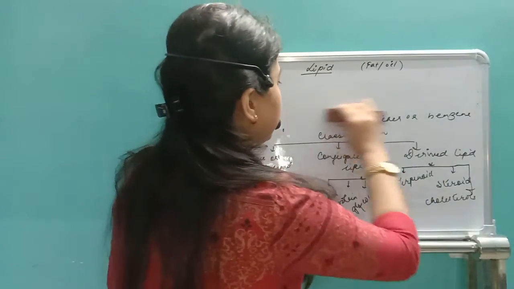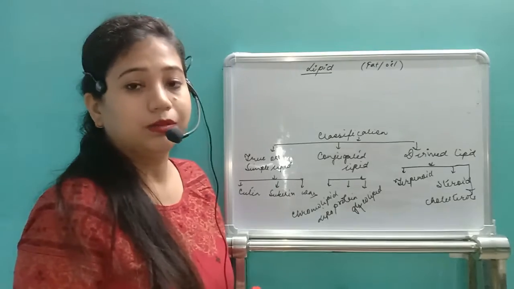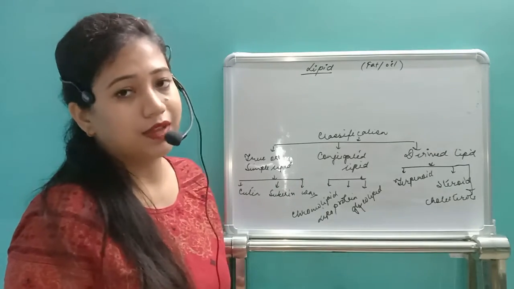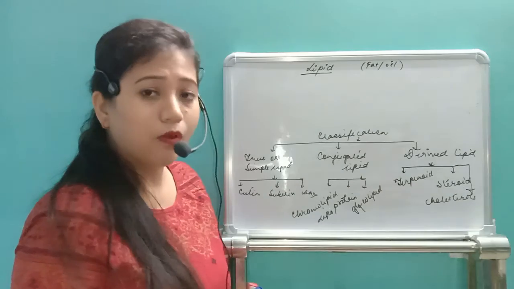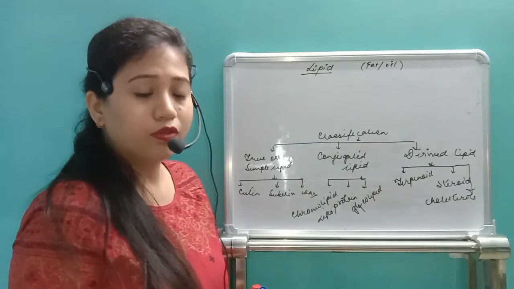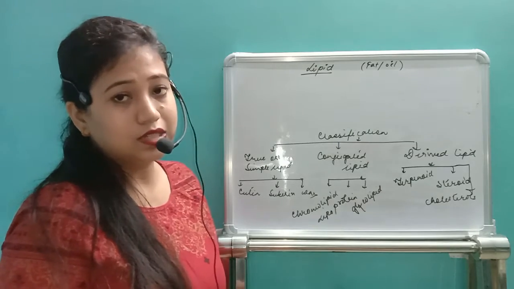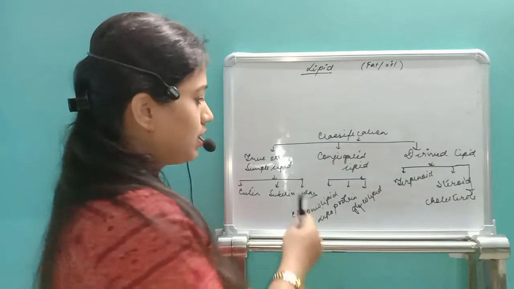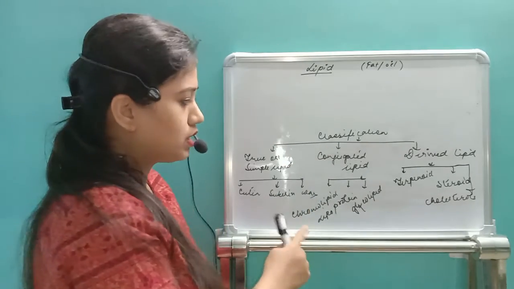Under the true lipid, what we can see is that they are going to be made up of two components. One is glycerol, another is the fatty acid. These true lipids are actually formed by the ester bond formed between glycerol and the fatty acid. Next thing, the conjugated lipid is formed by a lipid component.